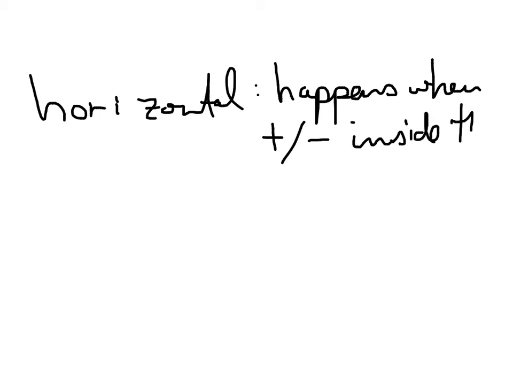The other type that you also have is the horizontal translations. And if vertical happened when you added on the outside, what do you think horizontal does? Yeah. It happens when adding or subtracting inside the grouping symbol.